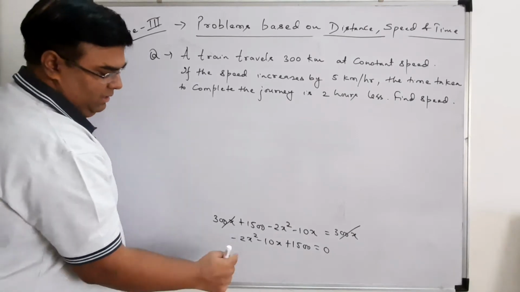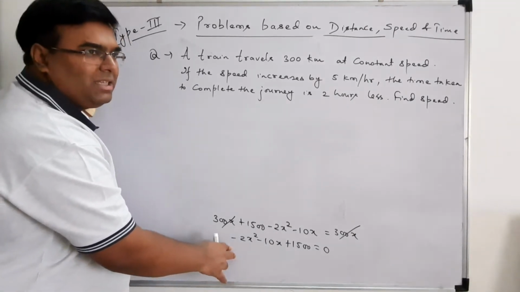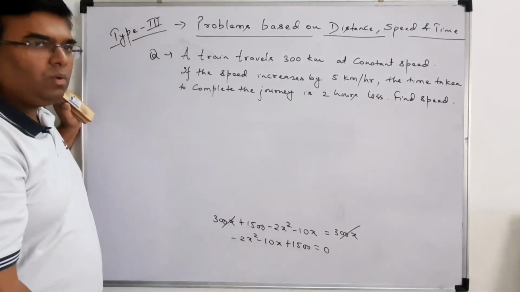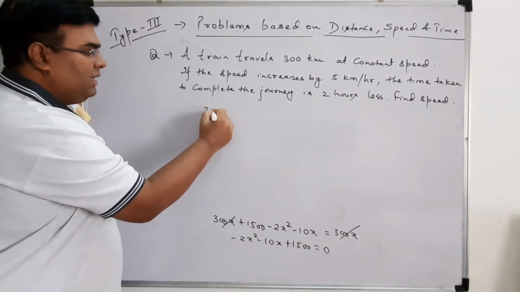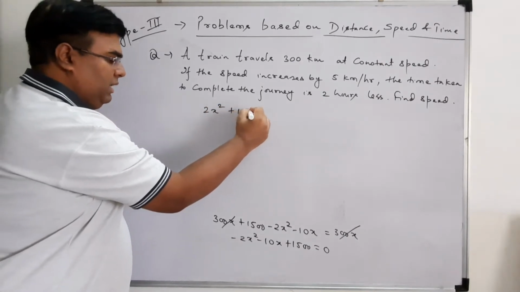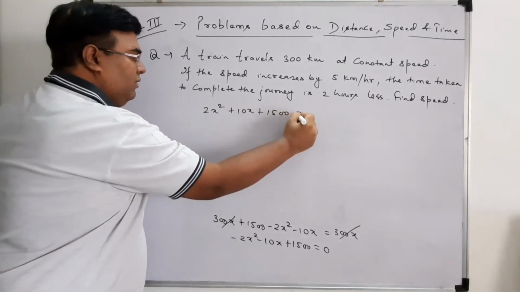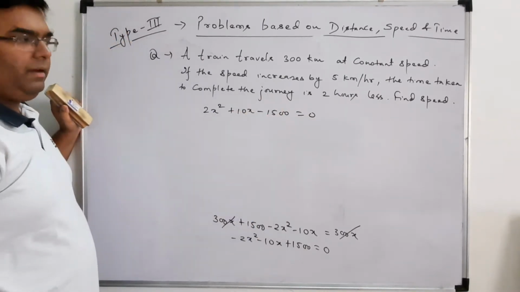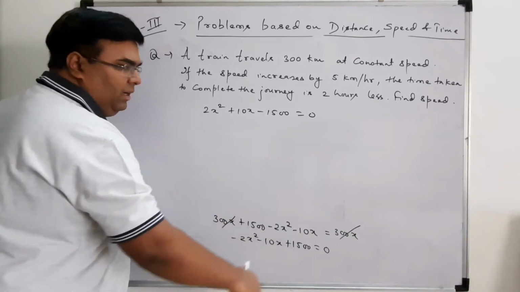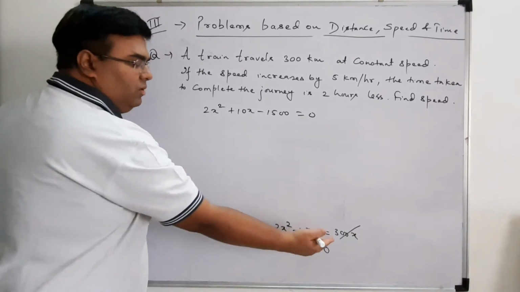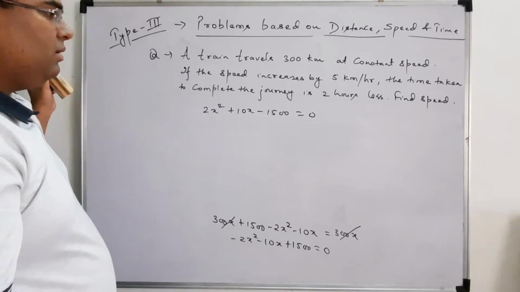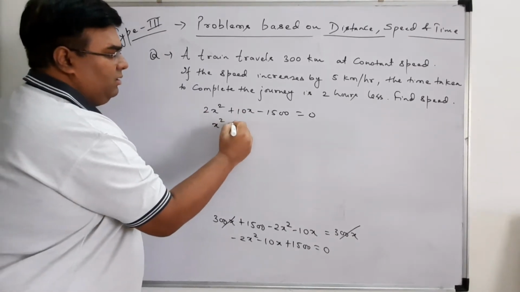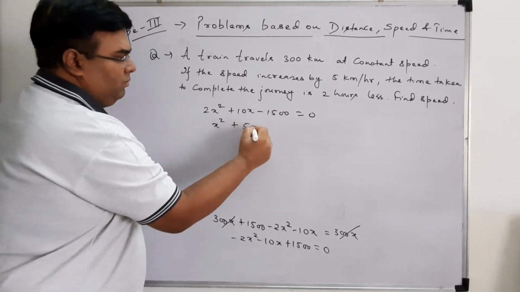Now I normally keep my x square coefficient as positive. So if you multiply minus 1 to all the terms, you will get the equation like 2x square plus 10x minus 1500 is equal to 0. Sorry, it will be minus, because I multiplied every term by minus 1. So RHS also minus 1 multiplied by 0 is 0. So it is like this. Now if you divide the whole equation by 2, you can do this.